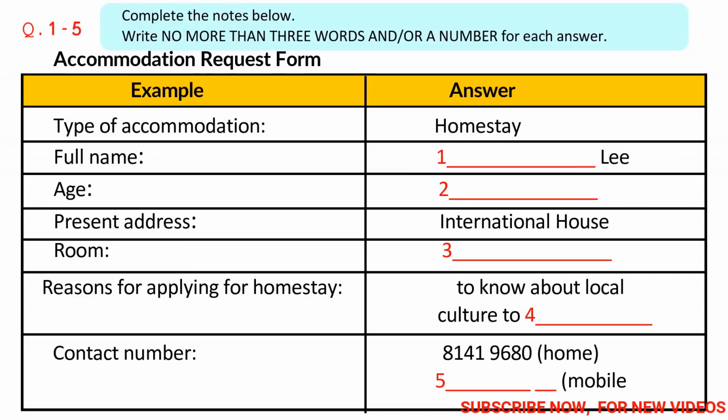What's your present address? I live in student accommodation. International House. In which area? North Campus. Your room number? It is 316C. Okay, Aaron. Are you unsatisfied with your flat now? Actually, my flat is all right, but I hope to move into a local family, to have more opportunities to know about local culture and to improve my English. Right. Tell me your contact number. My home number is 81419680 and my mobile phone is 75863344.